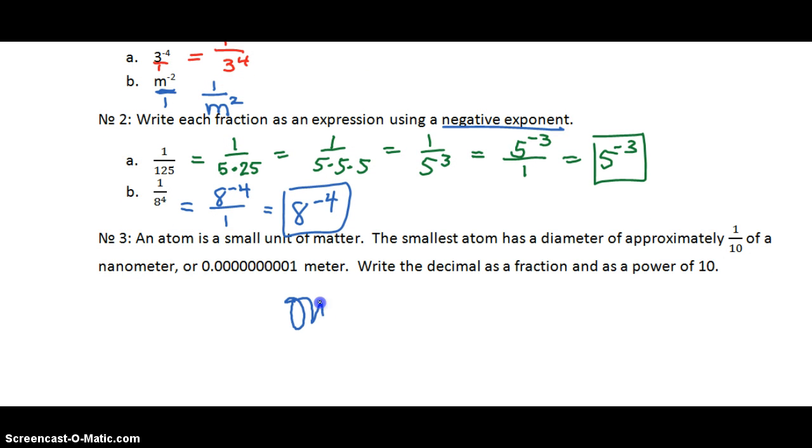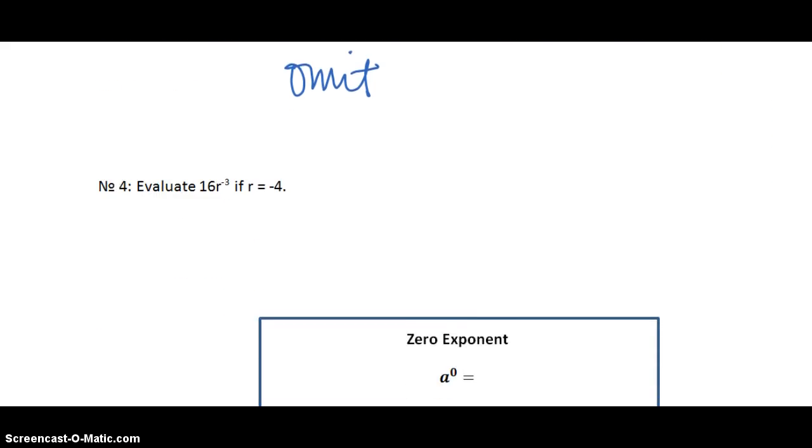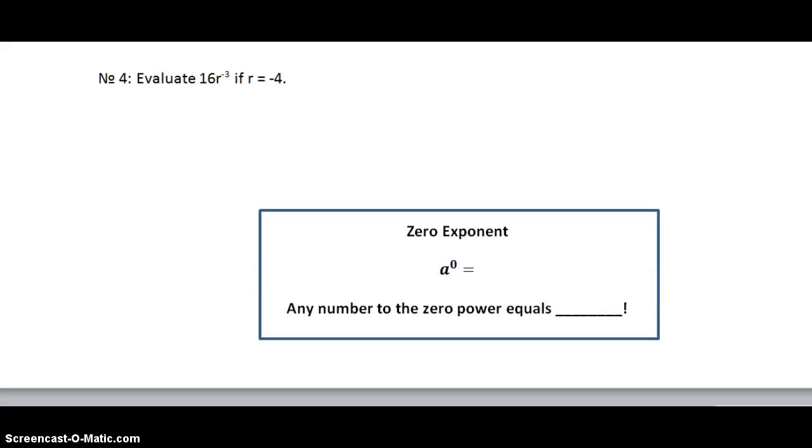All right, for the sake of time, we're going to omit number 3. We may come back to it later, but let's evaluate 16r to the negative 3. So we're using substitution here. In place of r, we're plugging in a negative 4. I don't even know how to do negative 4 to the negative third power, so I'm stumped. What I have to do is use my knowledge about how to convert a negative exponent to a positive exponent.